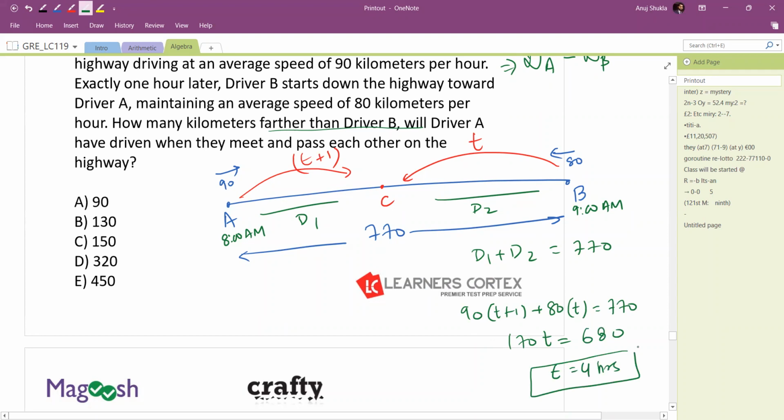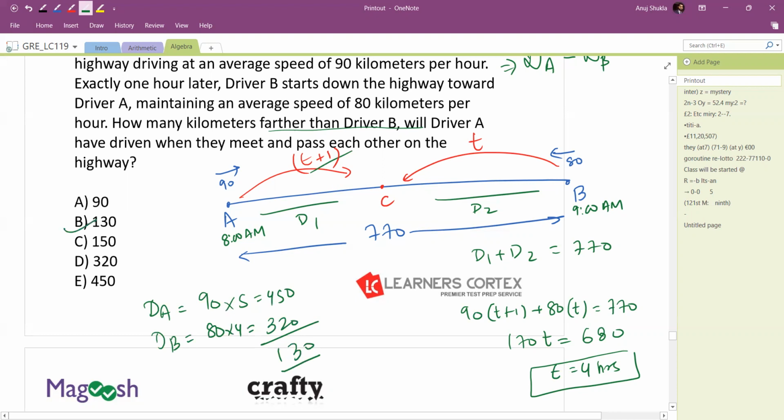T value is 4 hours. If T value is 4 hours, how much distance A would have traveled? A's speed is 90 and A has traveled for 5 hours. So 90 into 5, that is 450. How much distance has B traveled? B has traveled at 80 and time taken is 4. So that is 320. The difference is how much? 130 kilometers. So the answer is B.